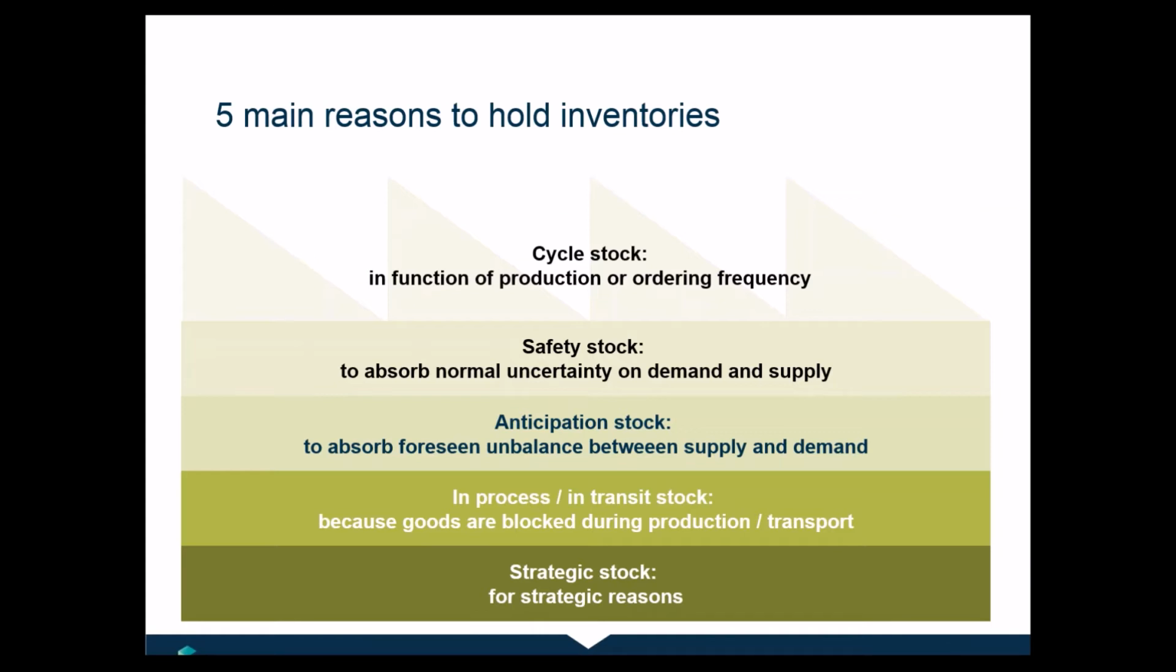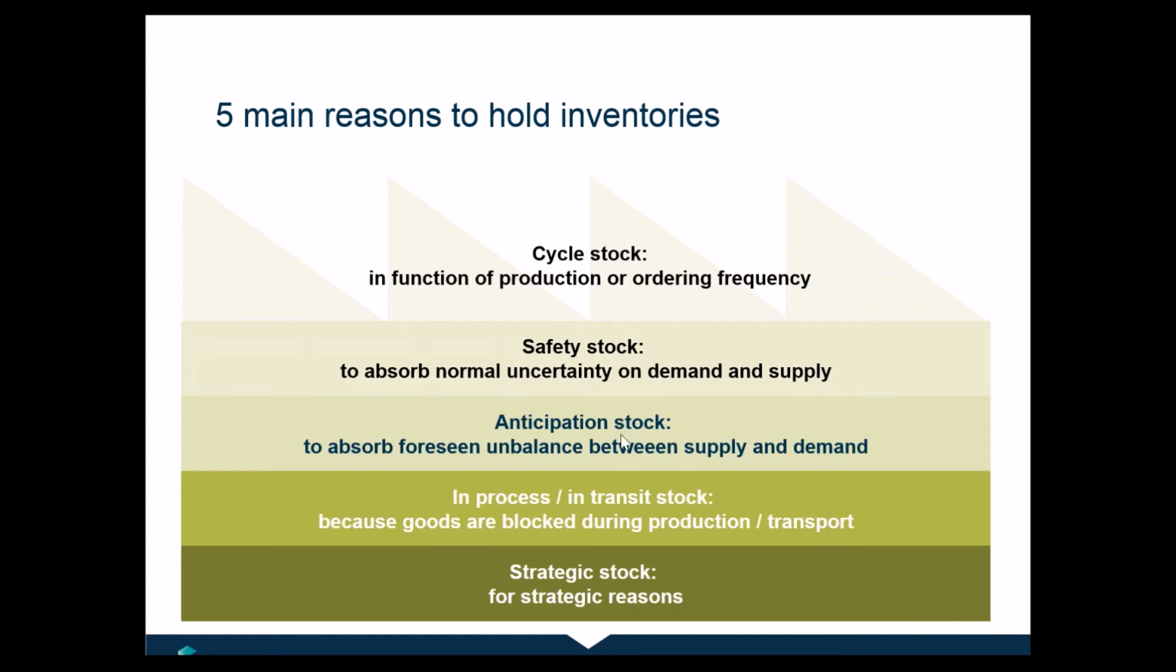You can also account for volume variability, like I have asked for 100, but sometimes I receive 105, sometimes I receive only 95, and that can be due to yield or that can be due to quality issues. All these uncertainties we typically try to account for in the safety stock.